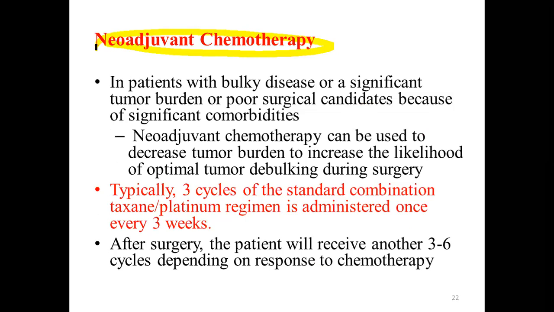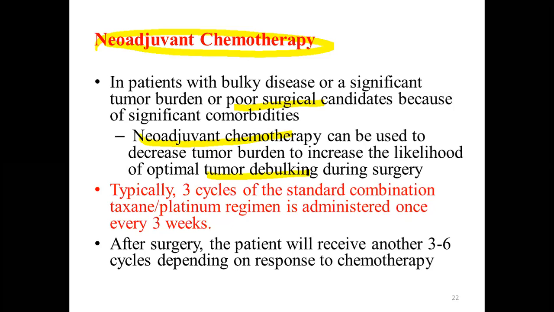However, if the patient has very bulky disease, or a significant tumor burden, or is not a candidate for surgery because of comorbidities, this is when you consider neoadjuvant chemotherapy. Neoadjuvant chemotherapy will shrink the tumor so that the surgeon can debulk the remaining tumor without any difficulty.